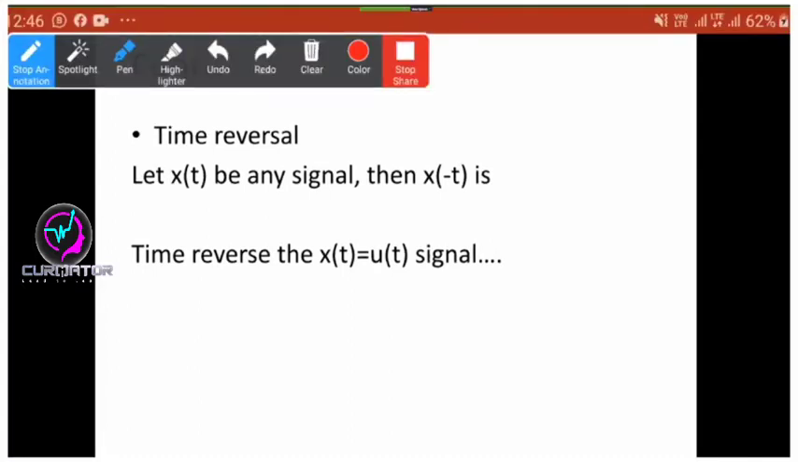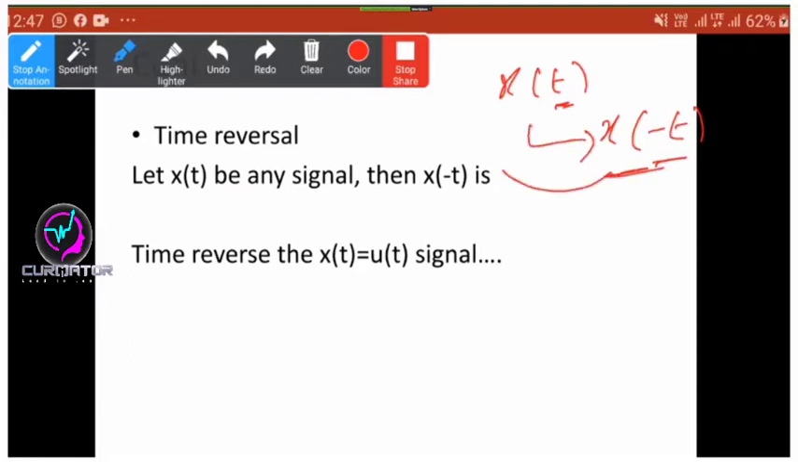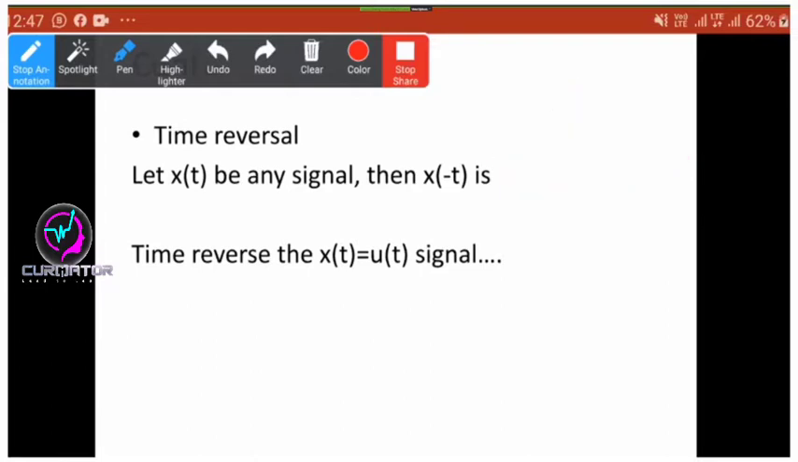Time reversal operation is, let us consider a continuous time signal x of t. If I mark this t with minus t, x of minus t, then this signal is the time reversed version of this x of t. X of minus t is the time reversed version of x of t. Let us see an example.